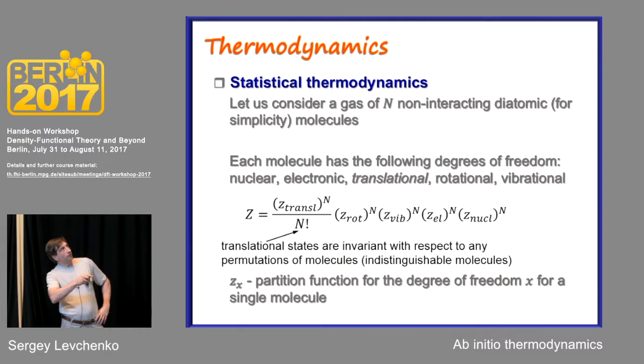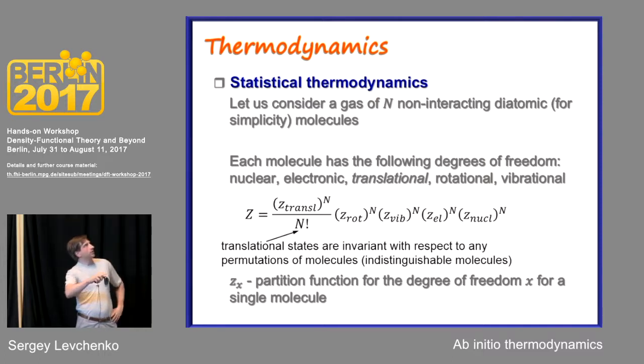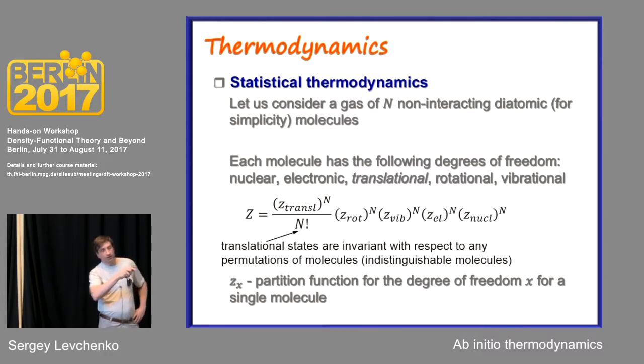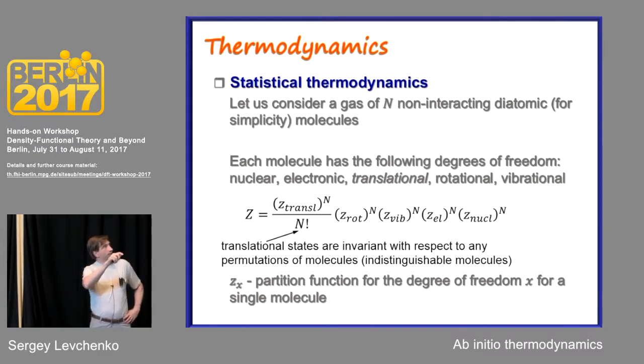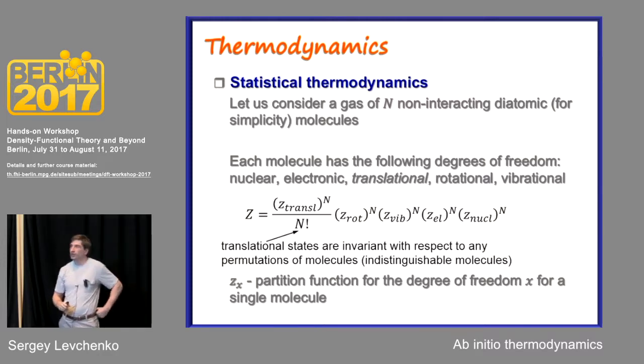So let's consider a gas of N non-interacting diatomic molecules for simplicity. We can, of course, consider many-atomic molecules. Each molecule has the following degrees of freedom: nuclear, electronic, translational, rotational, and vibrational. And we can correspondingly write the partition function in this way. It's a product of the partition functions for each molecule to the power of N, where N is the number of molecules. The translational degrees of freedom are special, and therefore there is this additional factor N factorial by which we should divide this z_trans to the power of N.